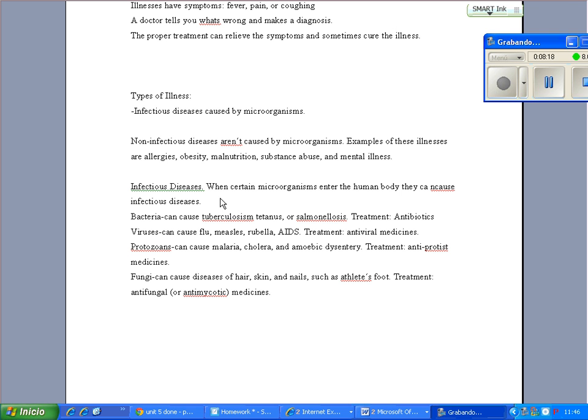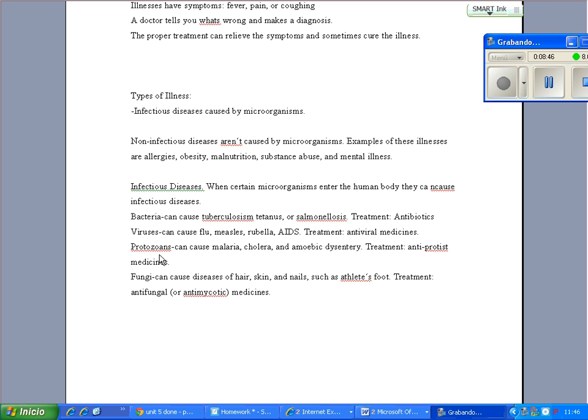Infectious diseases. When certain microorganisms enter the human body, they can cause infectious diseases. Bacteria can cause tuberculosis, tetanus, or salmonellosis. Treatment, antibiotics. Viruses can cause flu, measles, rubella, or AIDS. Treatment, antiviral medicines.